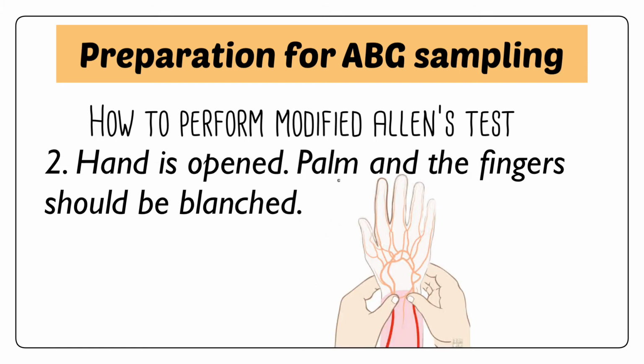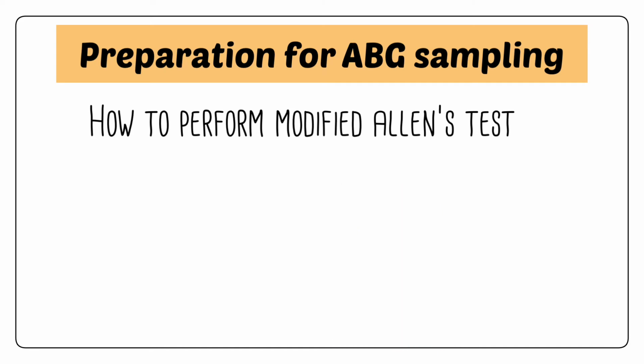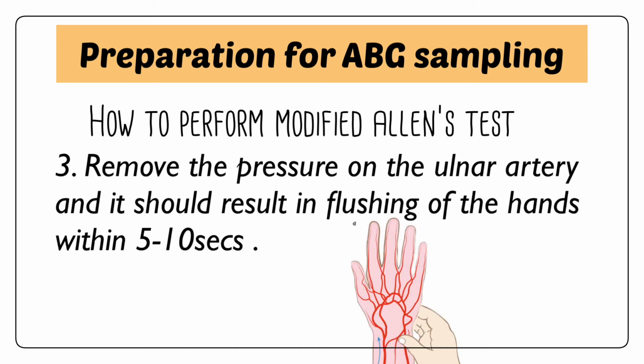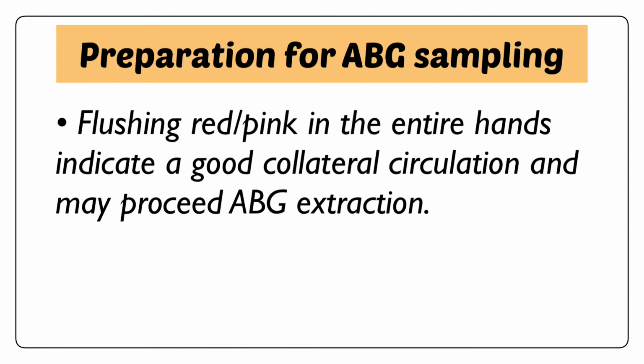Next, the hand is opened. The palm and fingers should be blanched. Next, remove the pressure on the ulnar artery and it should result in flushing of the entire hand within 5 to 10 seconds. That indicates an adequate collateral circulation or a normal modified Allen test.